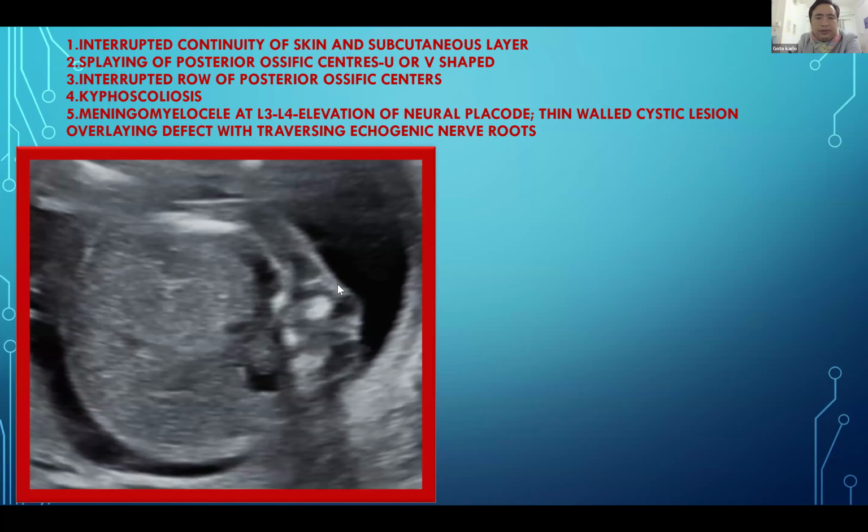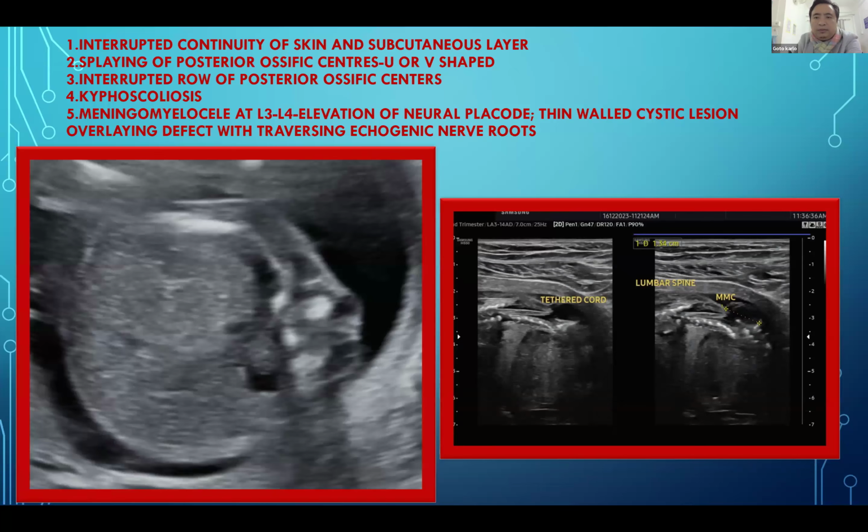On USG scan of the fetal spine, at the level of L2, L3, there was evidence of meningomyelocele, which was evident by interrupted continuity of the skin and subcutaneous soft tissue at this level, with splaying of the posterior ossific centers forming a U shape. Although this image is not so good, there was still an interrupted row of posterior ossific centers on the sagittal section. There was also associated kyphoscoliosis.